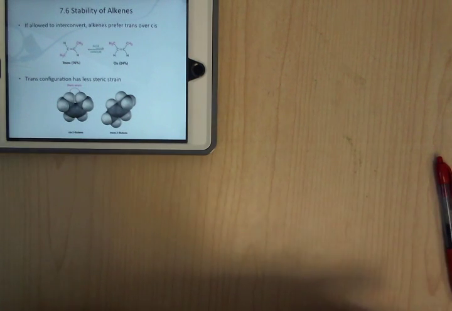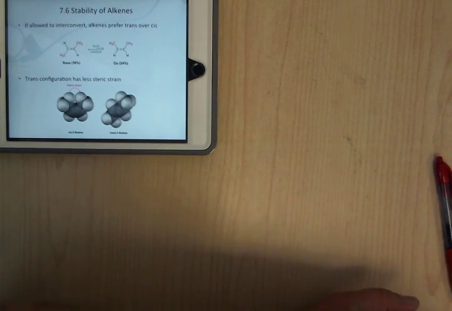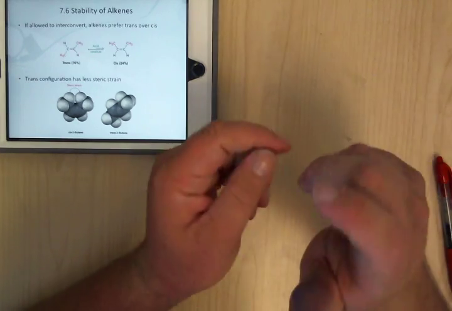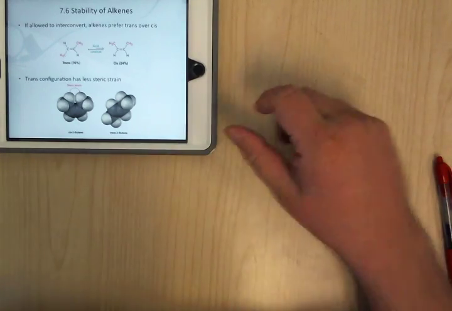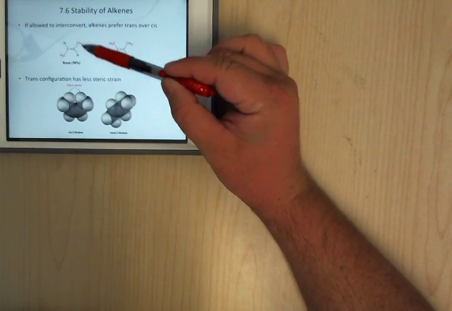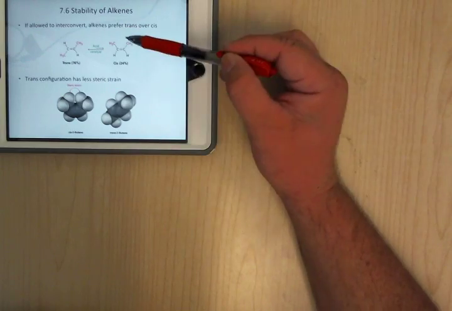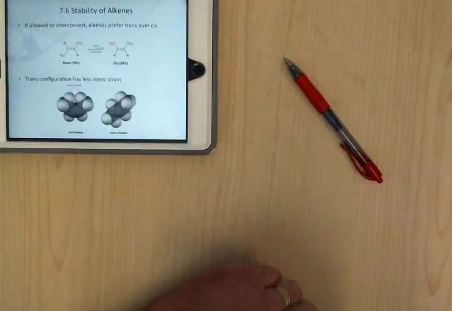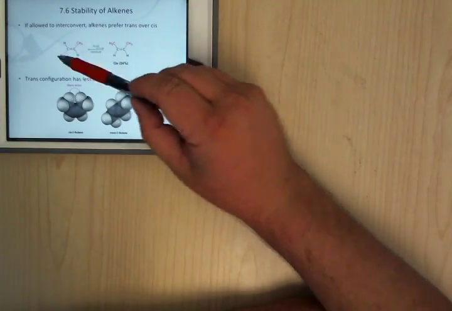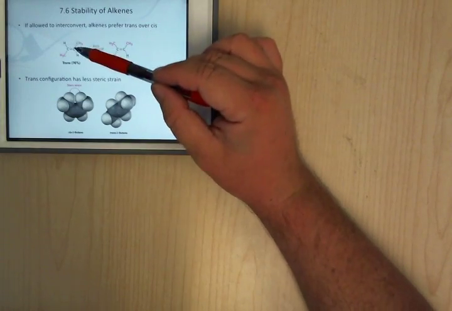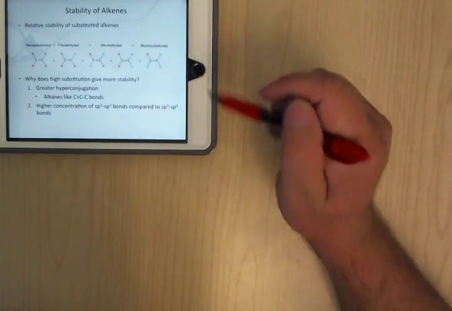Okay, so stability of alkenes. There is a way that you can interconvert these. You need to be able to instantaneously form it into a double bond where it can rotate. This one is actually going to be preferred, because with the cis configuration you have these methyl groups knocking into each other, but in the trans they're pointed away. So they usually prefer the trans configuration because it has less steric strain.